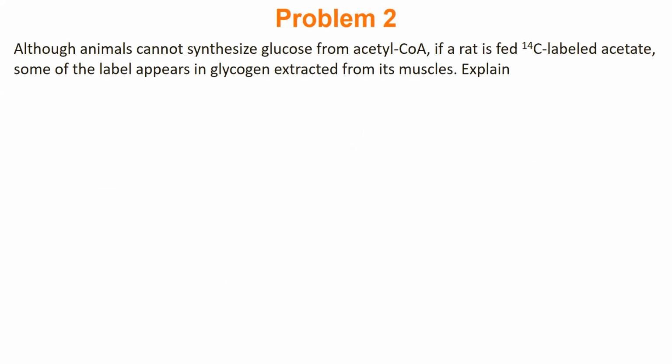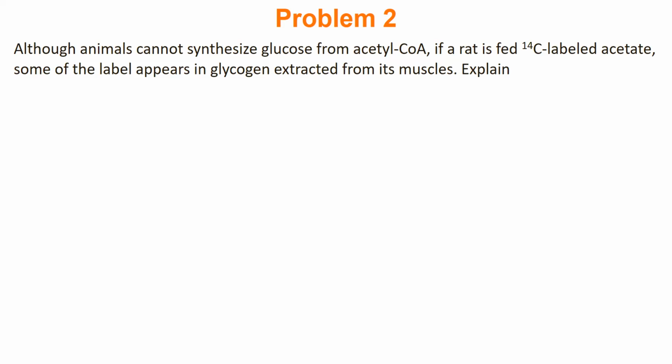Now, one more thing here. Thinking about the citric acid cycle, glycolysis and gluconeogenesis: animals cannot take acetyl-CoA and make glucose from it. Because remember, to make glucose, we start with pyruvate, and going from pyruvate to acetyl-CoA is a one-way street. You cannot go backwards. PDH can never run backwards.